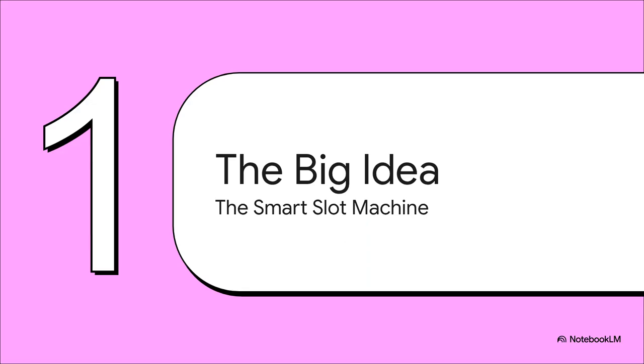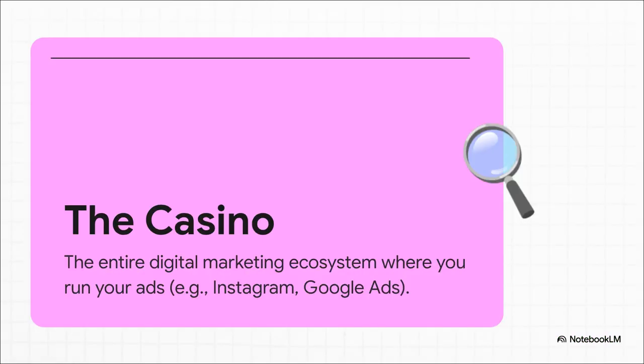The solution comes from the world of AI and statistics, and the best way to get it is with a simple analogy. So for a second, let's forget about marketing. I want you to imagine you're in a casino, standing in front of a big row of slot machines. Okay, first picture the casino itself. This is the entire digital world where your ads live. Think Instagram, Google Ads, you name it. It's the whole arena where you're playing the game.